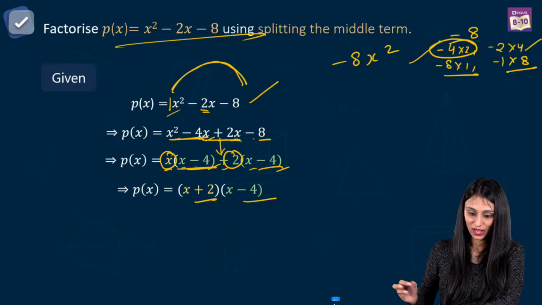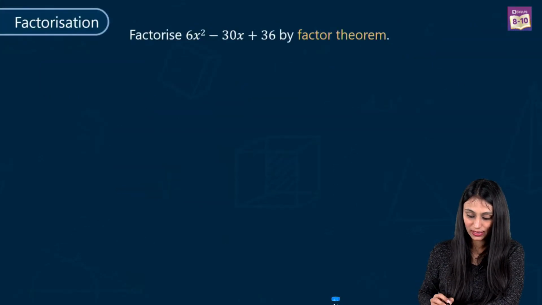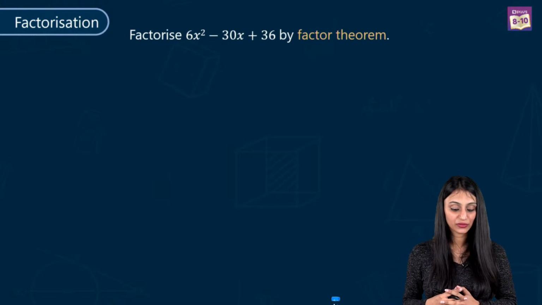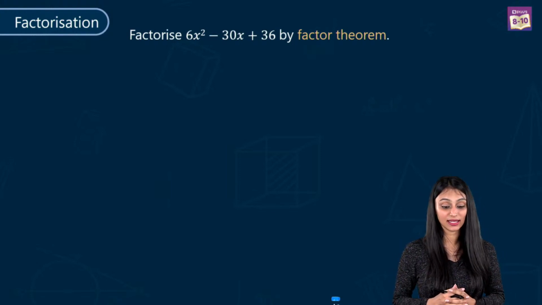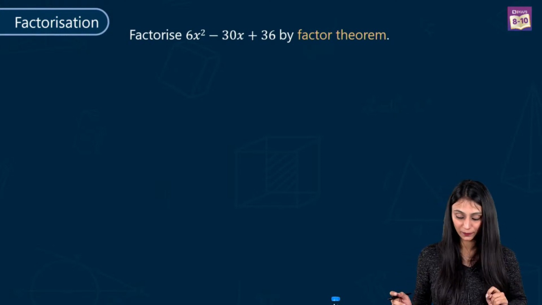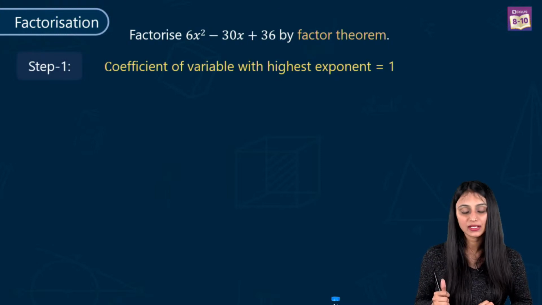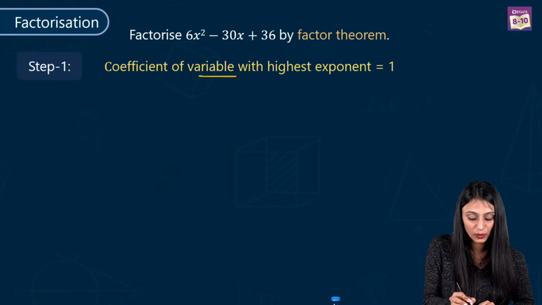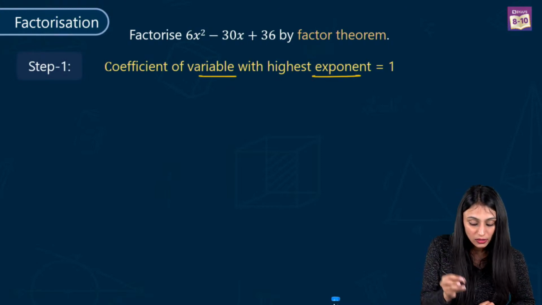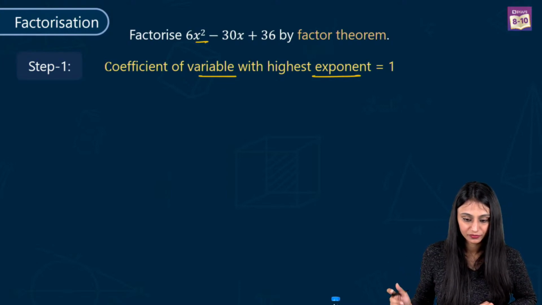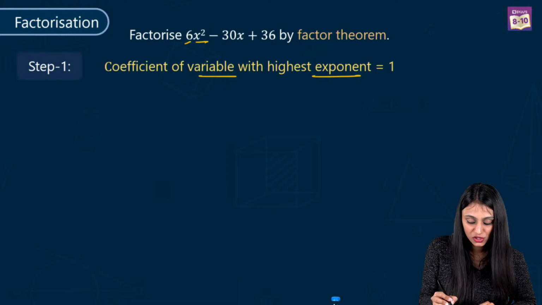Alright, now let's take a look at another method here. We have to factorize 6x square minus 30x plus 36 by factor theorem. There are a couple of steps that we need to follow. First step is we have to check the coefficient of the variable with highest exponent. The variable with highest exponent is x square over here. So its coefficient is what?